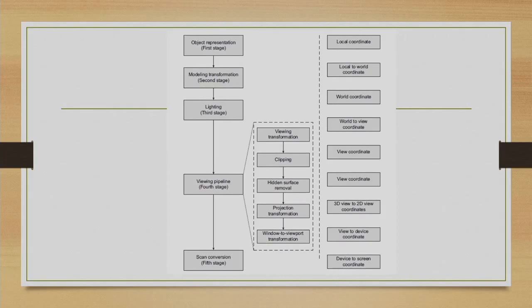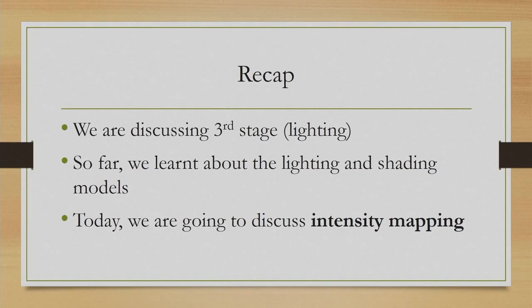Now, as we know, there are 5 stages. We already have discussed the first 2 stages, namely object representation and modeling transformation. Currently, we are discussing lighting at the 3rd stage, and after this we will be left with 2 more stages to discuss: the 4th stage viewing pipeline and the 5th stage scan conversion. In the 3rd stage or lighting, we deal with assigning colors to the surface points, surface of an object.